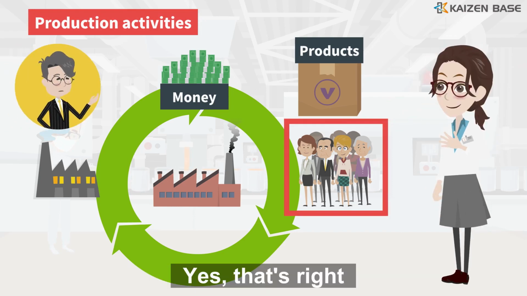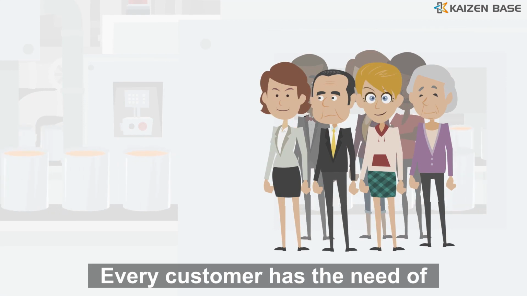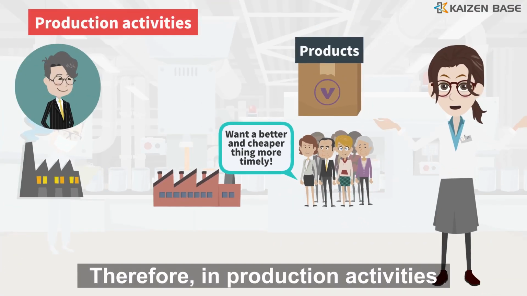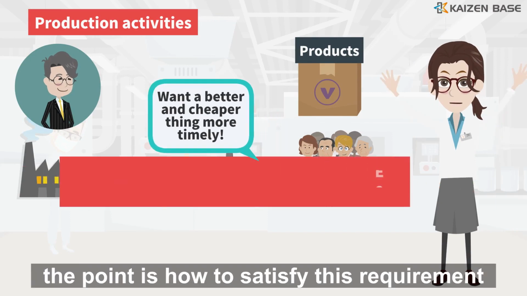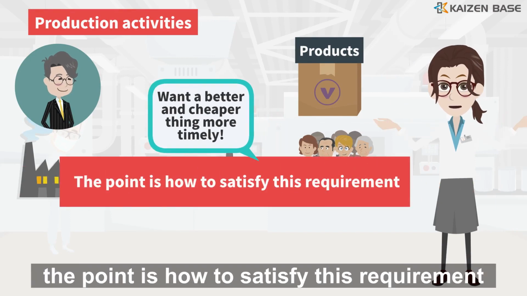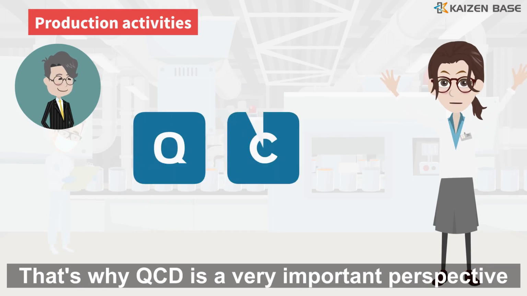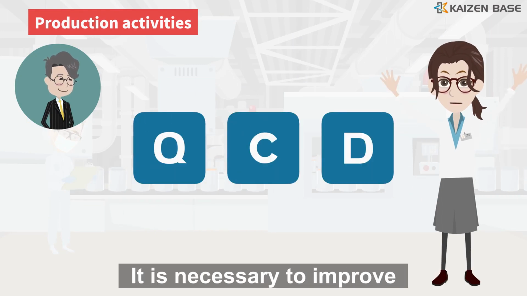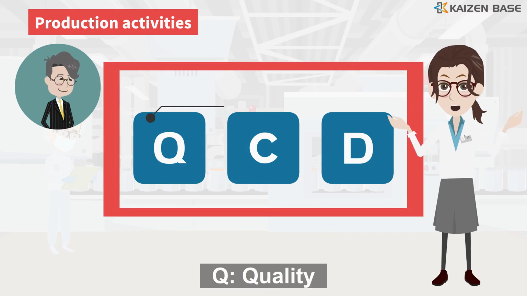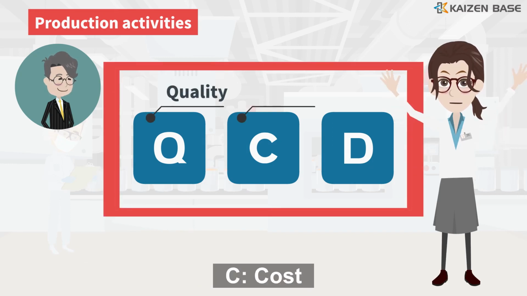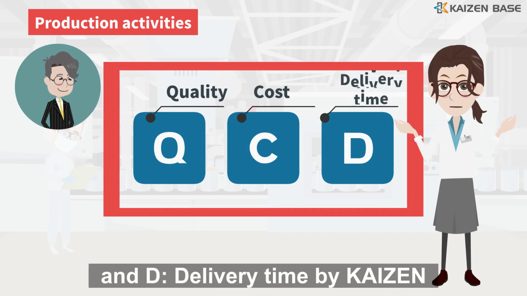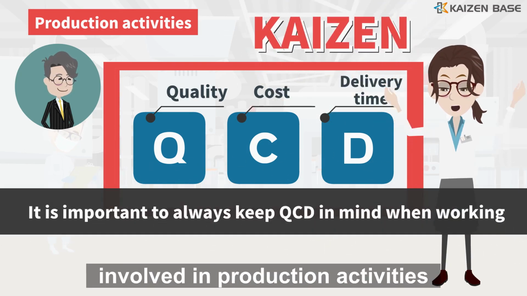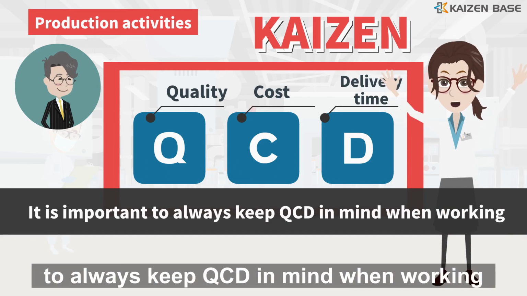Yes, that's right. Every customer has a need of "I want a better and cheaper thing more timely." Therefore, in production activities, the point is how to satisfy this requirement. That's why QCD is a very important perspective. It is necessary to improve the level of these 3 elements of Q, quality, C, cost, and D, delivery time, by Kaizen. It is important for anyone involved in production activities to always keep QCD in mind when working.